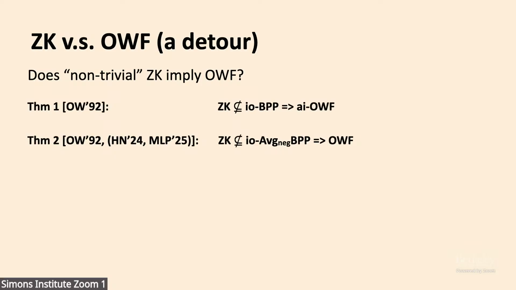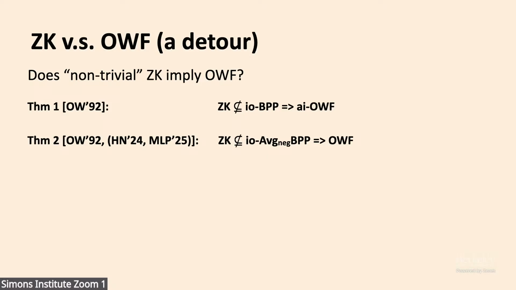The original work by Ostrovsky and Wigderson showed that what's called non-trivial zero knowledge implies one-way functions. It shows the following. They show two results. The first result says that if there exists some language in zero knowledge that's worst case hard, then you don't actually get the one-way function, you get an auxiliary input one-way function. And the second result shows that if zero knowledge is average case hard, in that case you get a real one-way function. Is it clear? Worst case hardness gave you auxiliary input one-way functions. Average case hardness gave you all the way.